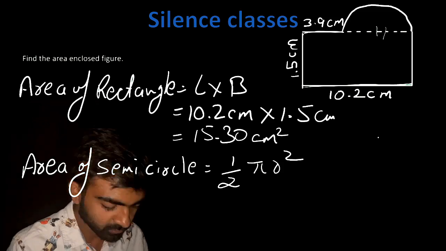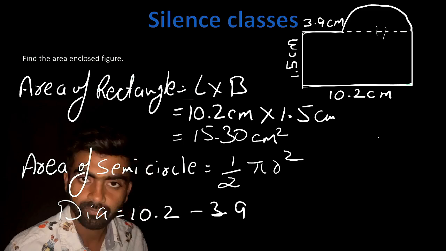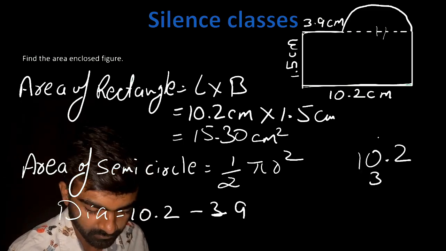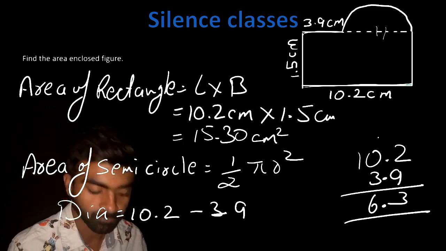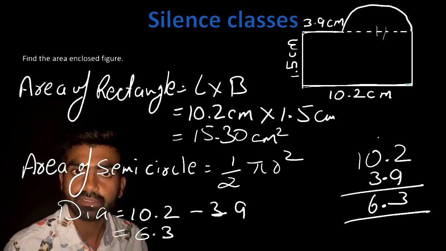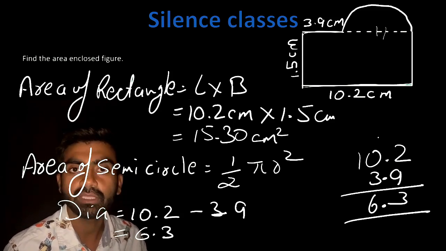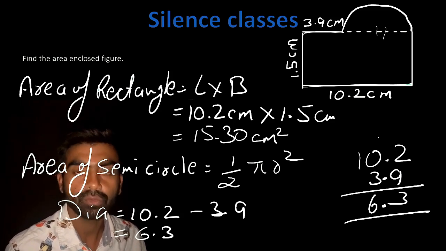Okay, so diameter is equal to 10.2 minus 3.9. Okay, so let's do it. It will become 3 and it will become 6, means 6.3 is the diameter. 6.3 is the diameter of this particular semicircle. But to find out the area, we have to find out the radius. So to find out the radius, we have to divide it by 2.